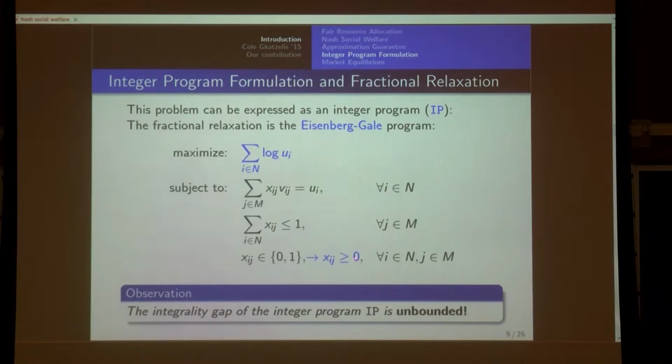And the fractional relaxation just allows these allocation variables to take on fractional values. Okay. But unfortunately, the integrality gap of this program is unbounded. So the objective value of a fractional solution could be much, much smaller than the objective value of the integral solution. So your standard kind of rounding type approaches are hopeless.